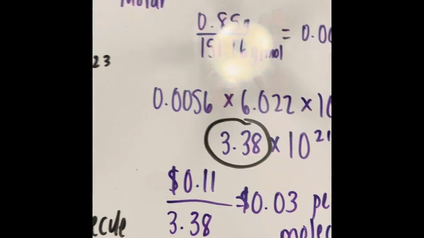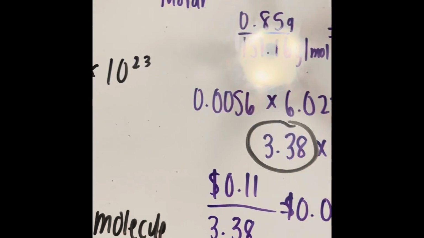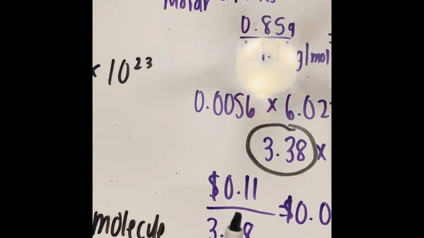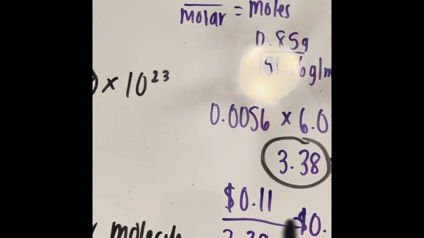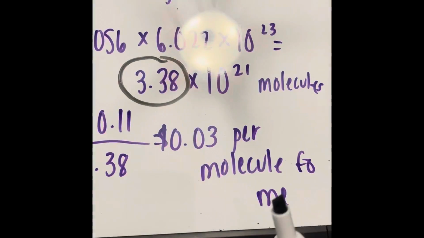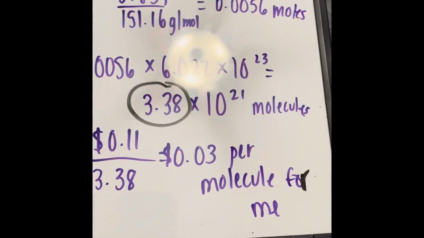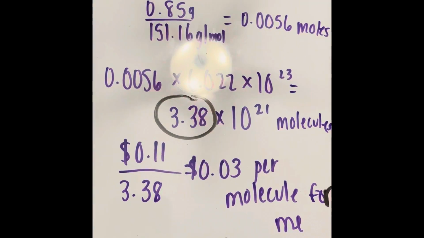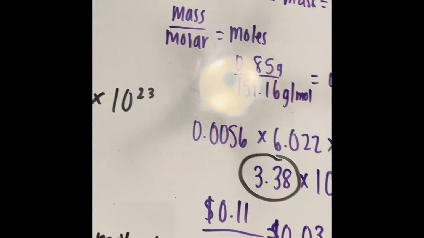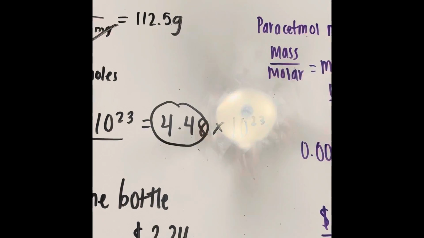So I used this number to solve my problem per molecule for me, which was, remember, 11 cents for my cost of Tylenol to cure my headache. So I divided that by the 3.38, which gave me 3 cents per molecule for me. Oops. So that is the cost of the molecules for me. So that solves both problems. I hope it was clear and understandable.